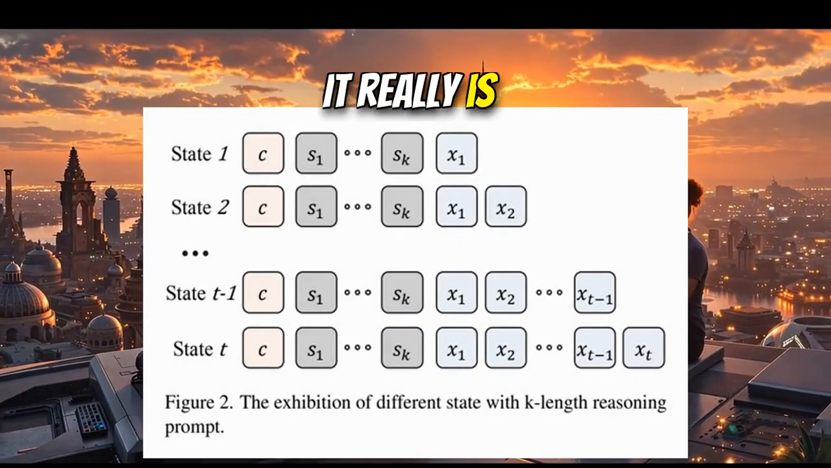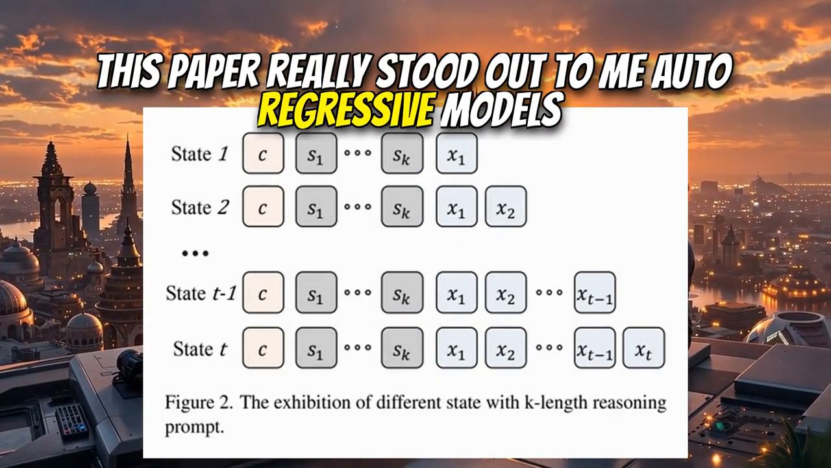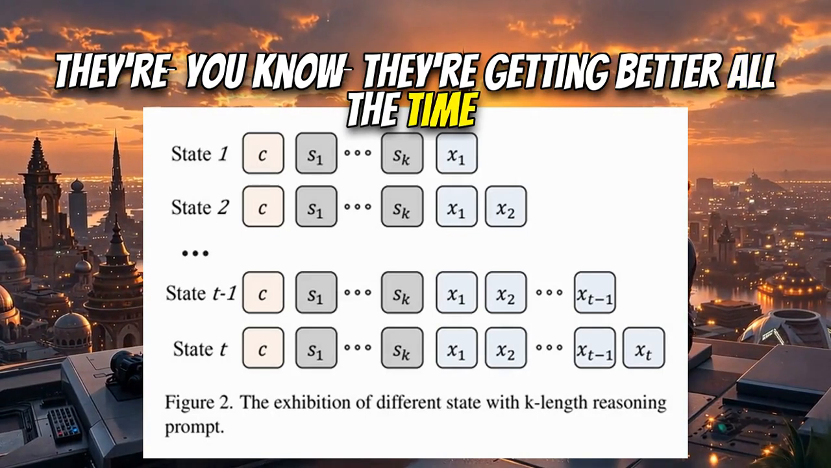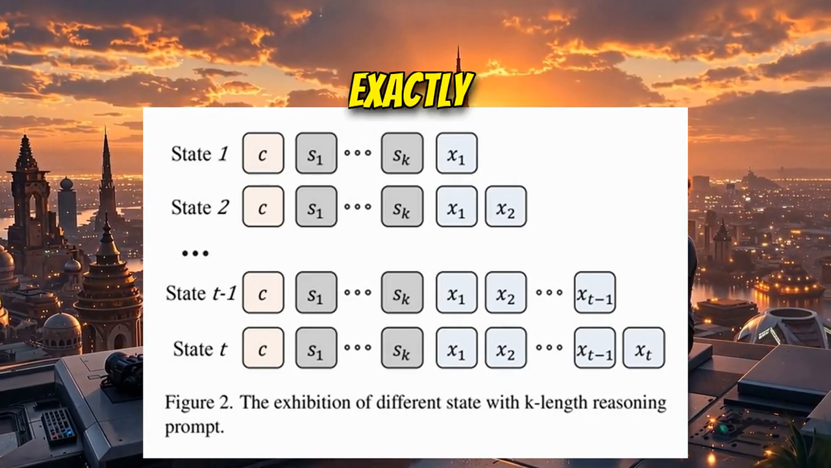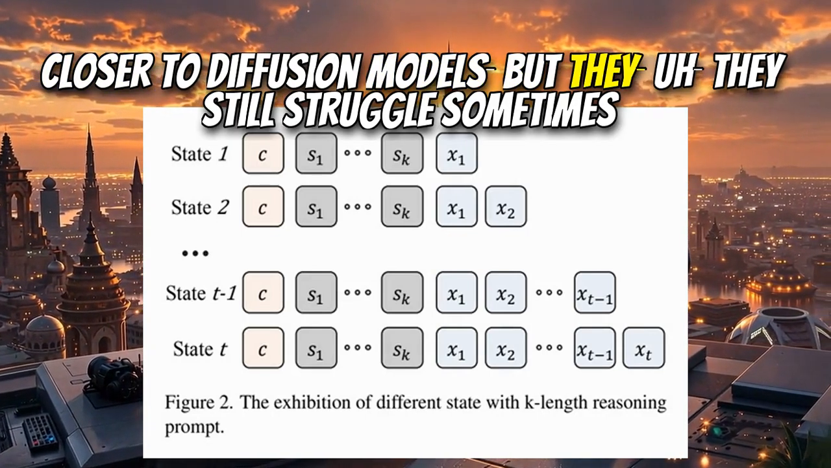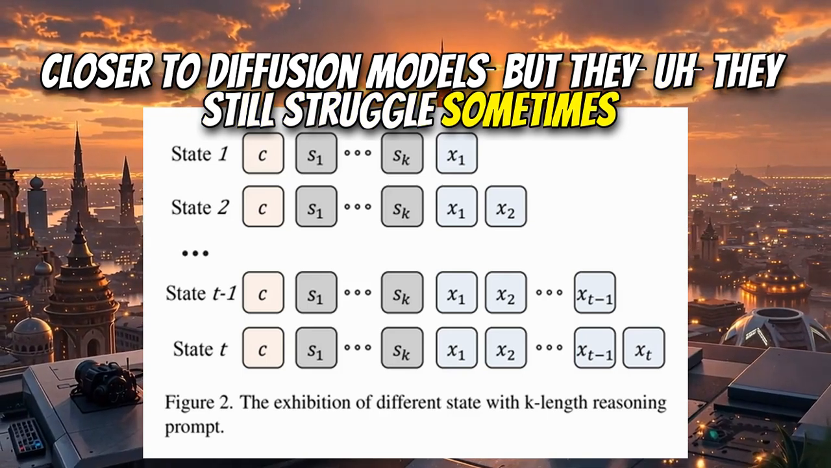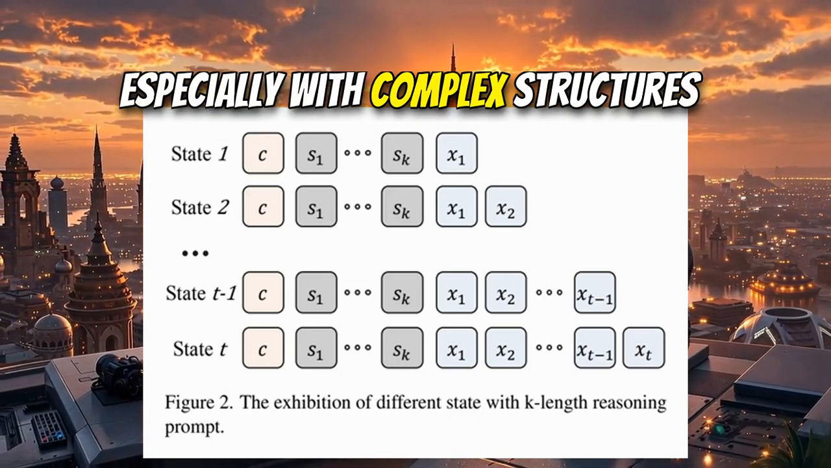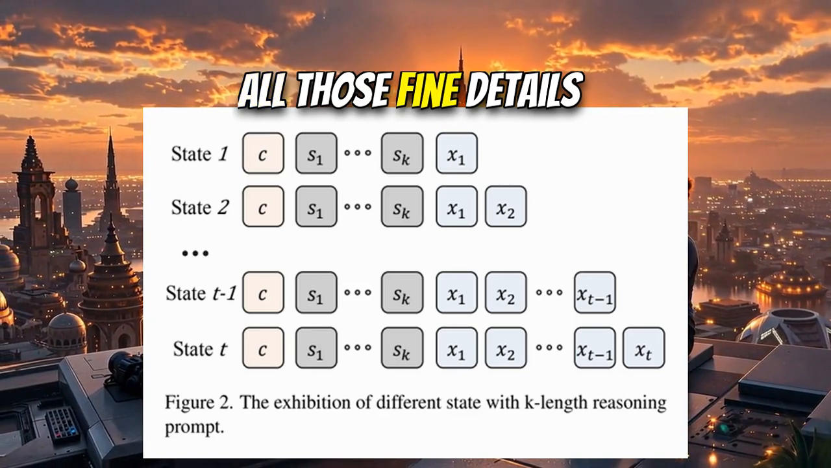It is. It really is. This paper really stood out to me. Autoregressive models are getting better all the time. They're getting closer to diffusion models. Exactly. Closer to diffusion models, but they still struggle sometimes, especially with complex structures. Yeah, all those fine details.